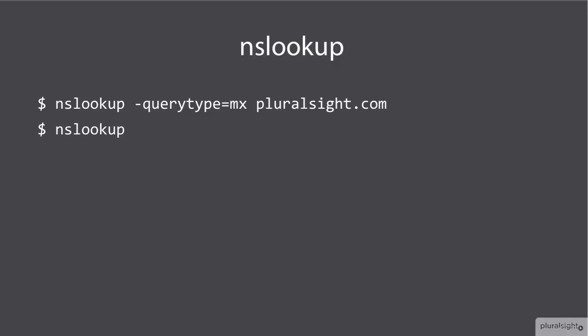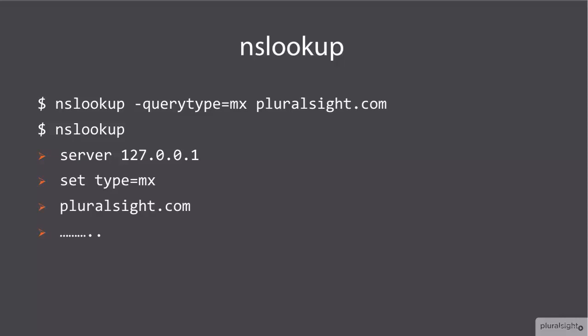But we can also use it interactively, so we just type NSLOOKUP. And then if we want to go to a specific server, we can specify the server to go through. We can set our type, and then the domain that we want to look up, and of course we're then going to get the output coming back.